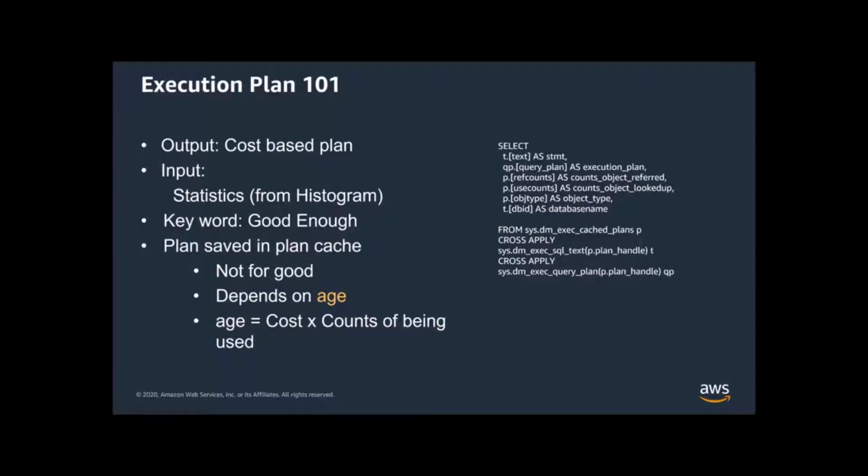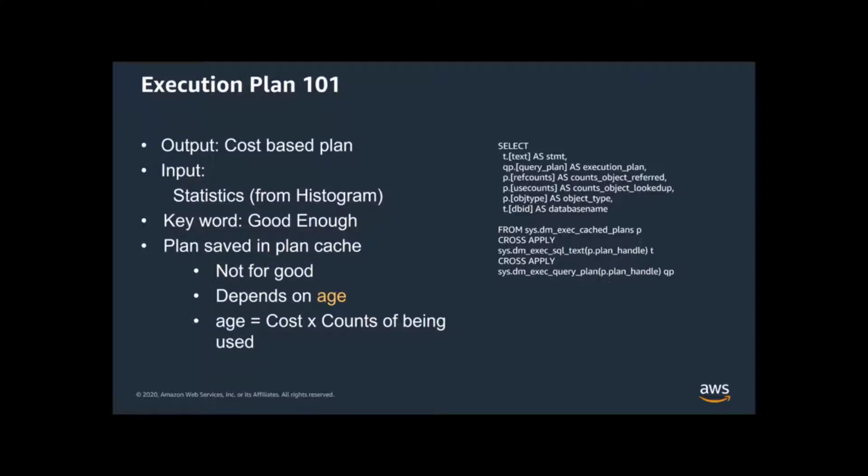Sometimes they have an internal routine job to check each of the plans to see if it is old enough to be flushed out. That is called age. So how can we decide the age? The age, internally in their code, is equal to the cost of the plan multiplied by the number of times it is used.